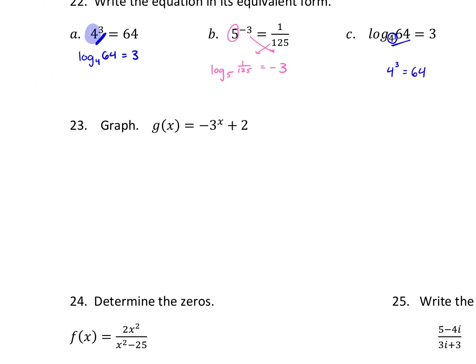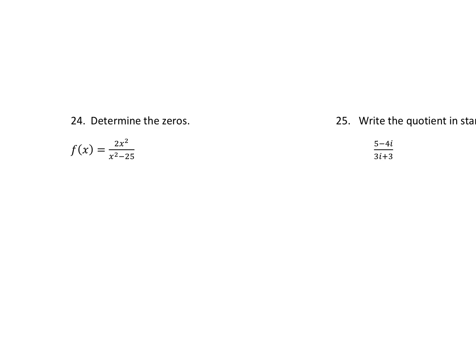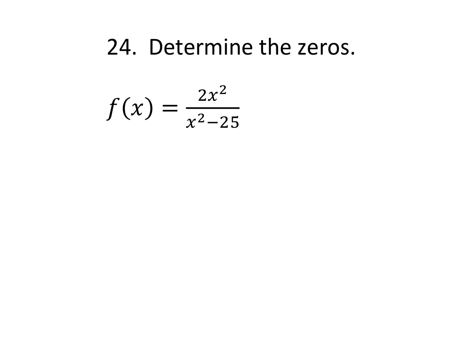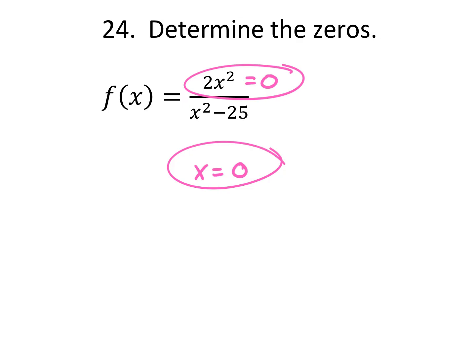We're going to skip 23. You won't have a graphing exponential, so we will skip it. Let's do 24. Determine the zeros. When you have a fraction, if your numerator's 0, it makes the whole fraction 0. So if we were determining the zeros here, you just need to set the numerator equal to 0 and solve. So if 2x squared equals 0, what does x equal? 0. Divide by 2, take the square root, x equals 0.